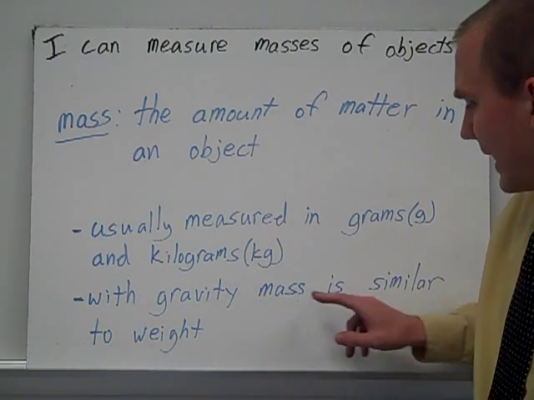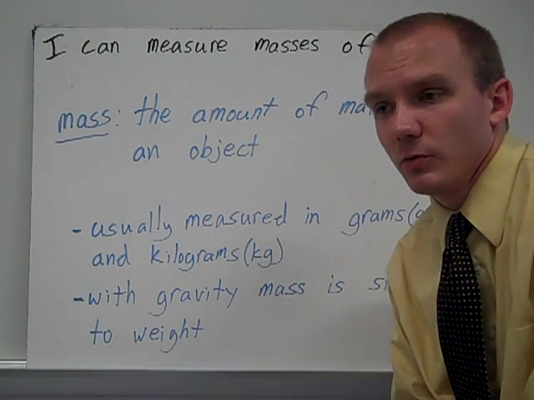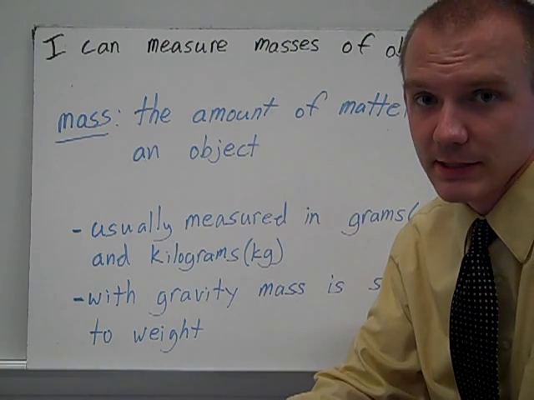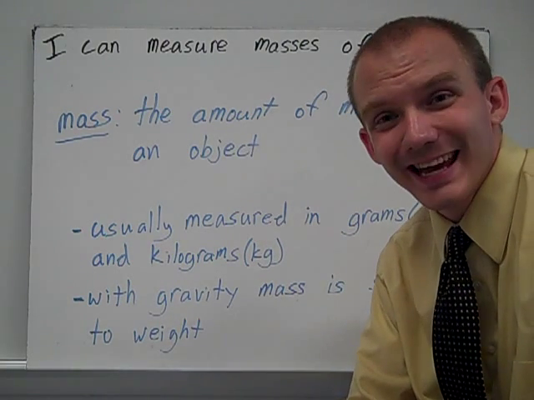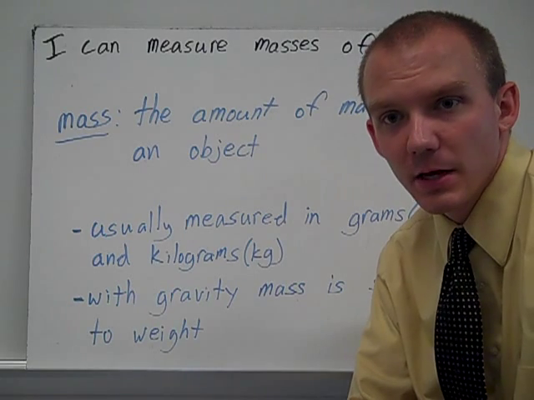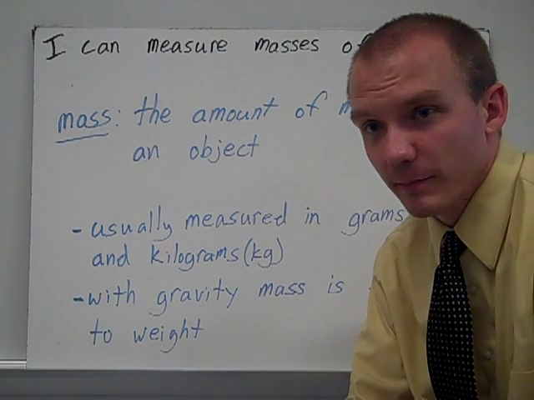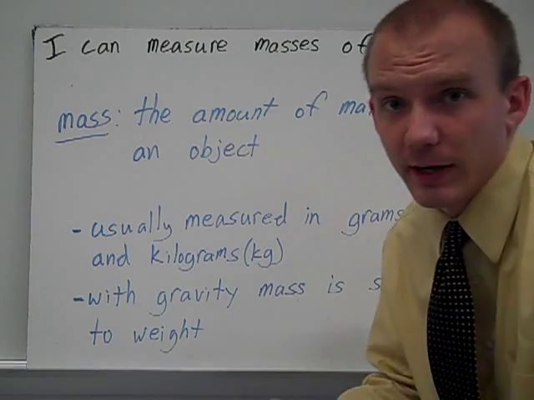With gravity, mass is similar to weight. So like the Earth pulling down on things, what you would measure their weight as is similar to how you measure mass, but they're just different units, and you're looking at different amounts. And we're going to talk about grams and kilograms in this lesson.